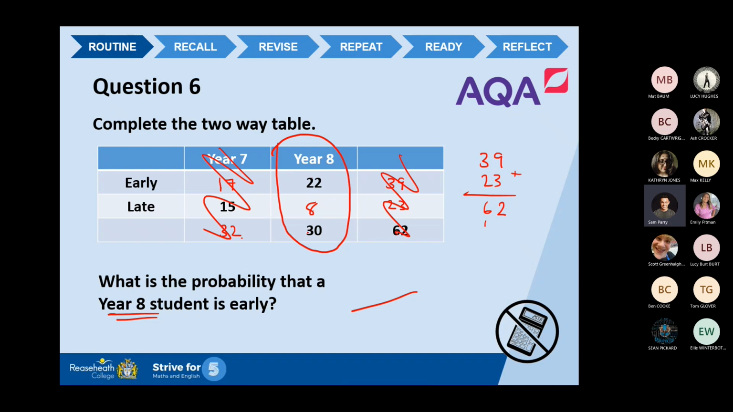Now, how many year 8s are there in total? 30 of them. So it's going to be out of 30. Now, it says early. That's the crucial word there. So early, there's 22 of them that are early. So it's going to be 22 over 30.